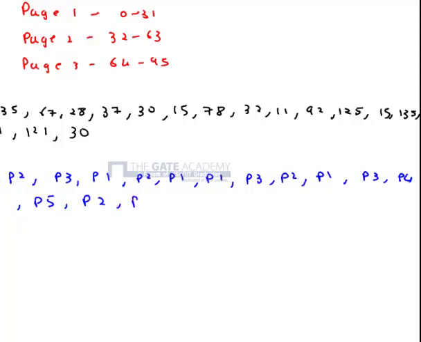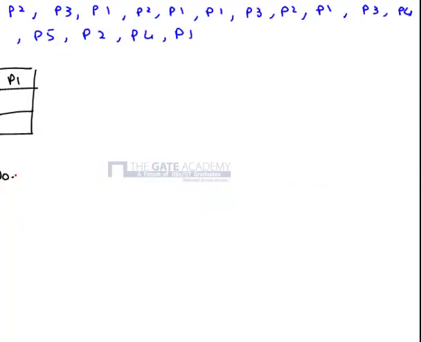P2, P4, and P1. Now we are supposed to apply the LRU algorithm here, and we have to count the number of page faults. So let's start. Frame size is 3. So first P1 will be inserted and number of page faults will be 1.